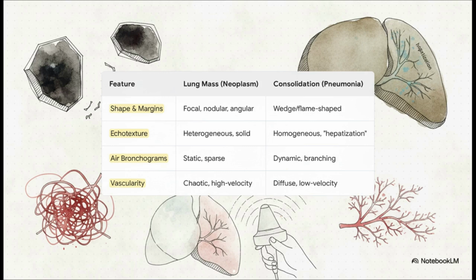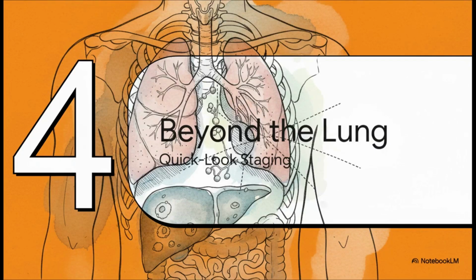When it comes to shape, a mass is nodular and angular. A consolidation, that's more wedge-shaped or even flame-shaped. For echo texture, a mass is a heterogeneous mess inside, whereas a consolidation is more uniform, what we call hepatization of the lung. We just hammered on the air bronchograms, static in a mass, dynamic in a consolidation. And finally, that vascularity, chaotic and contained in a tumor versus diffuse and tree-like in an inflammatory process. When you line all these up, the diagnosis often becomes pretty clear.